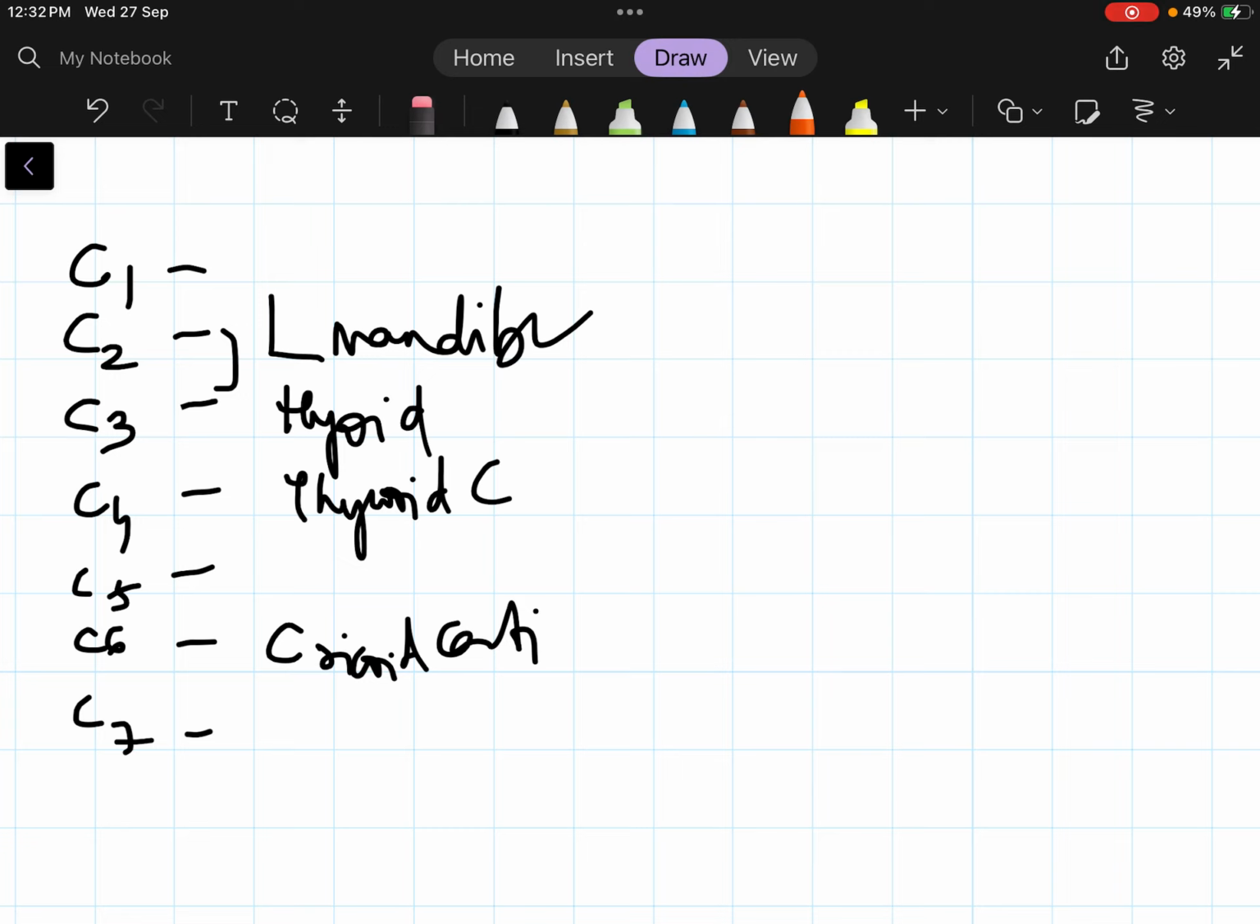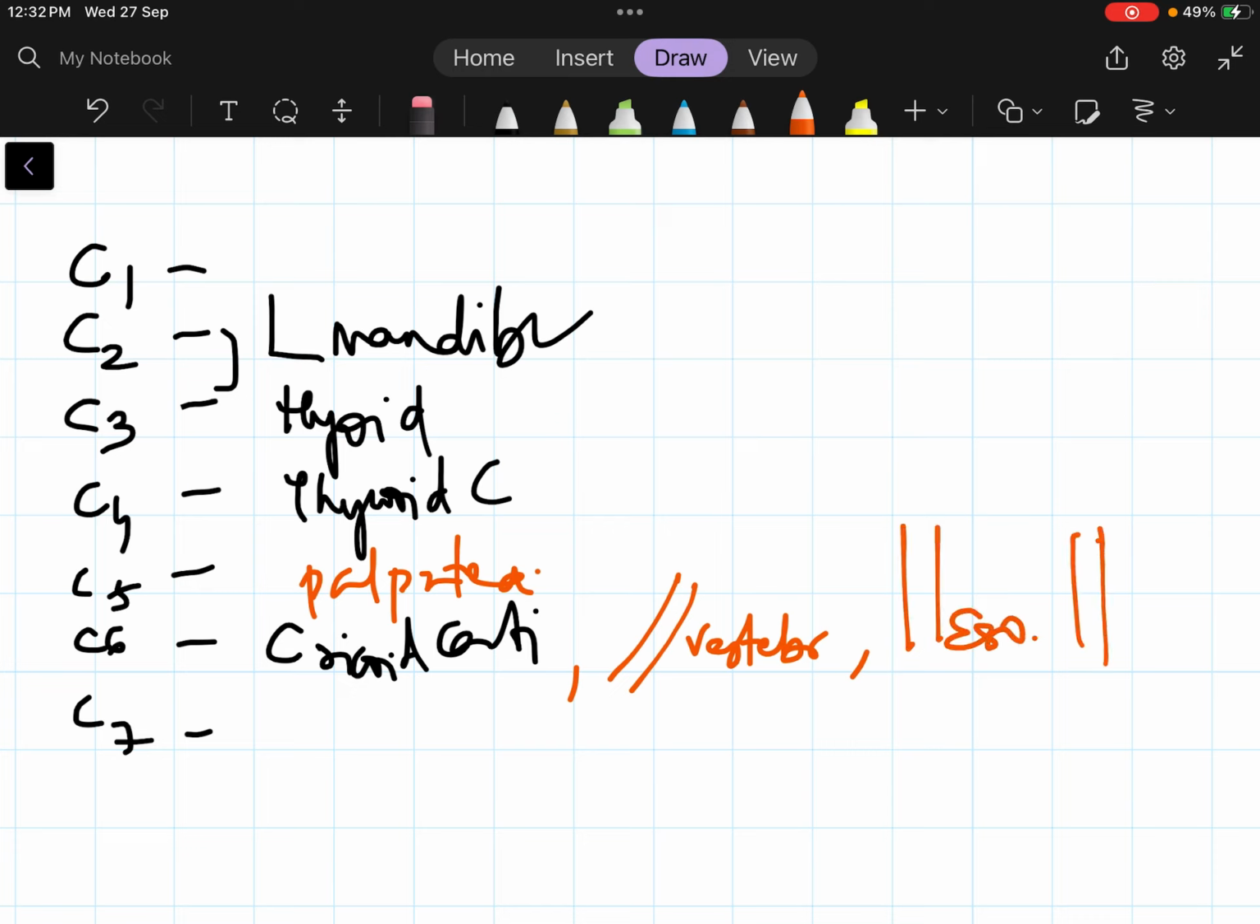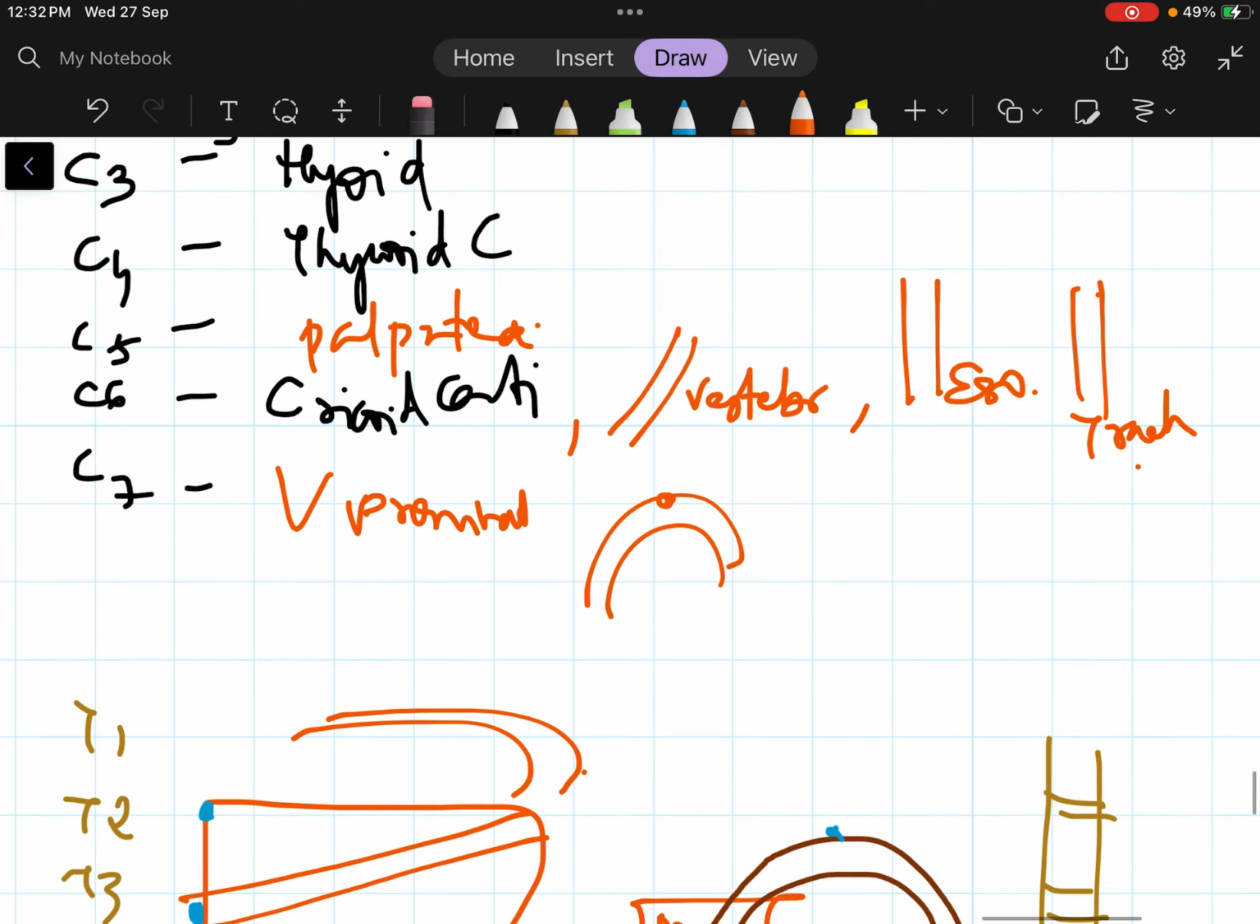Also at the level of C5 you can palpate carotid pulses. At the level of C6 posteriorly you see the vertebral artery moving into the foramen, and there is the beginning of the esophagus, and the beginning of the trachea at the level of C6. At C7 we have the vertebral prominence behind. The thoracic duct has its highest point at the level of C7. Okay, that was the cervical vertebrae.